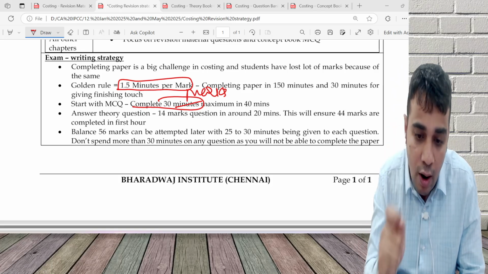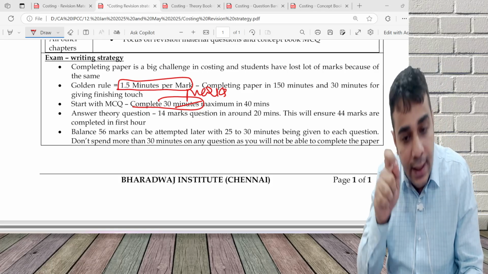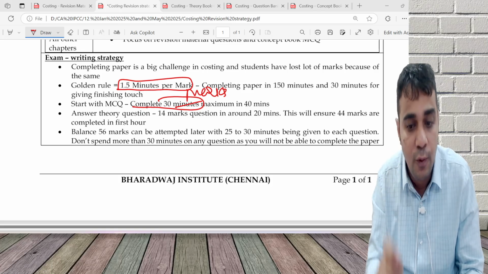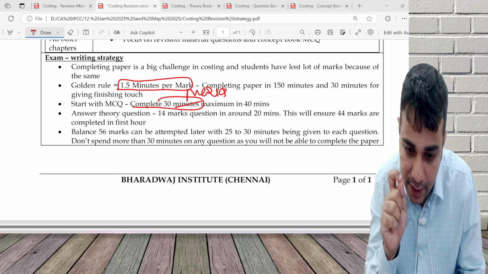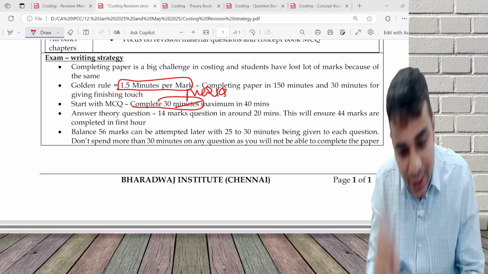Exemption in costing is very, very easy, so you will have to get that. In order to get that, ensure that you follow my 1.5 days revision strategy as well as the exam writing strategy.